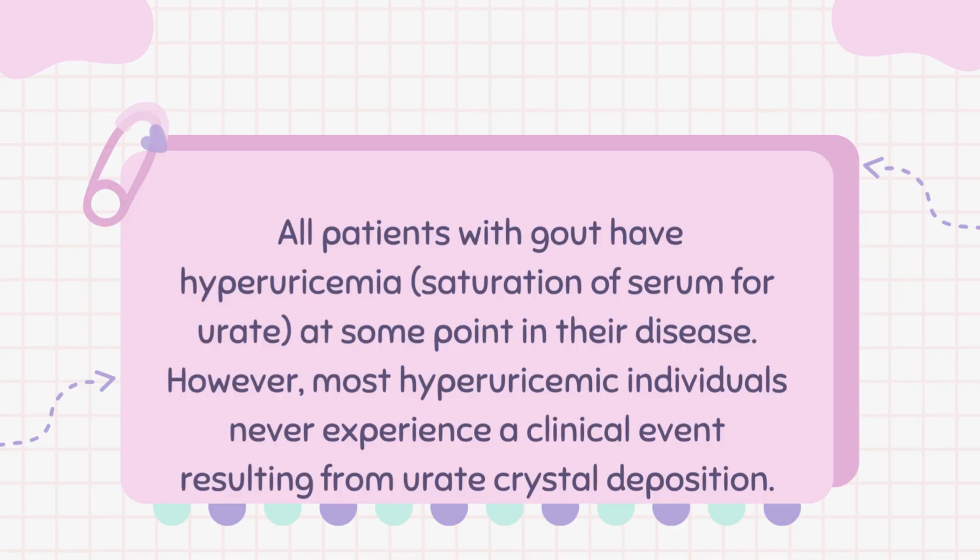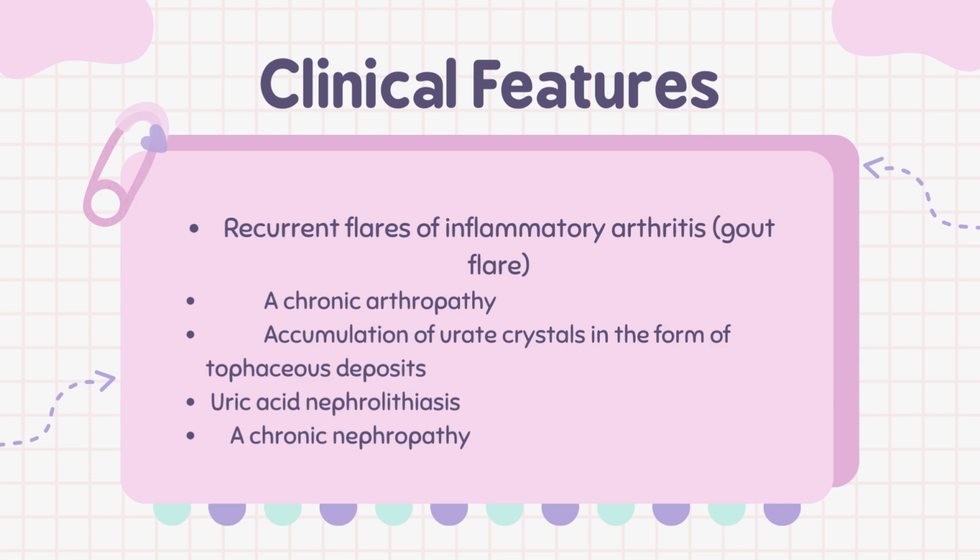All patients with gout have hyperuricemia at some point in their disease. However, most hyperuricemic individuals never experience a clinical event resulting from uric crystal deposition. The clinical manifestations of gout may include recurrent flares of inflammatory arthritis, gout flare, a chronic arthropathy, accumulation of uric crystals in the form of tophaceous deposits, uric acid nephrolithiasis, a chronic nephropathy.